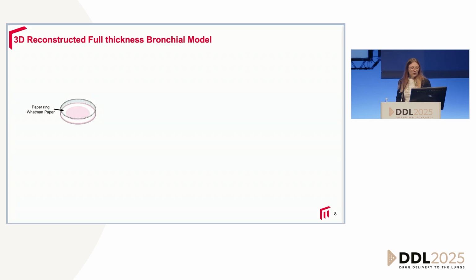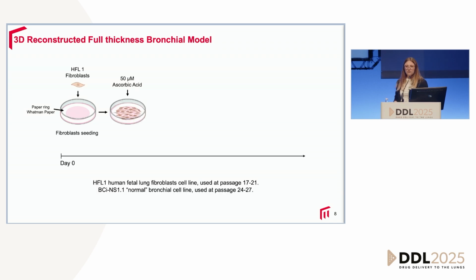So second model, the full thickness model. Basically, apart from the cell, you only need a paper ring made out of filter paper. At the bottom of your well, you put your fibroblasts, we use fetal lung fibroblasts, then you cultivate them with vitamin C, ascorbic acid. And it will promote the production and the organization of the extracellular matrix.